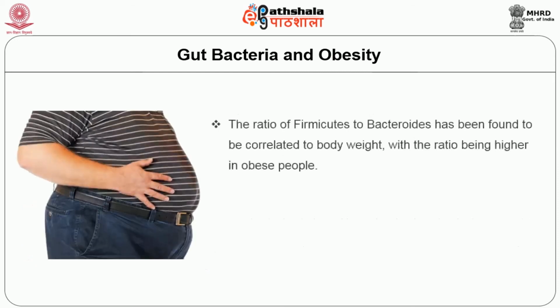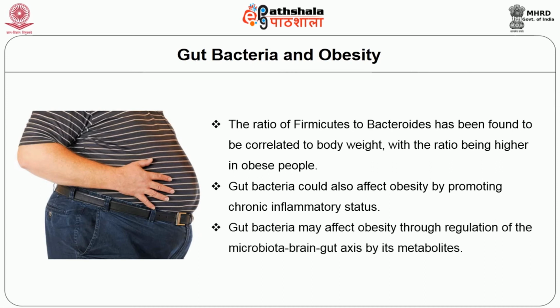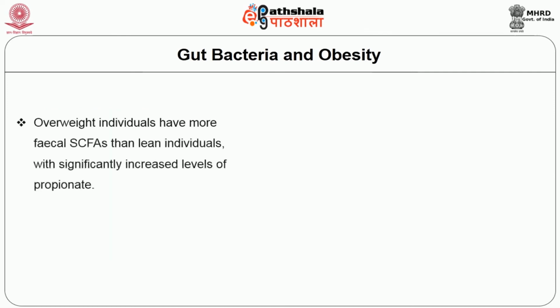The ratio of Firmicutes to Bacteroidetes has been found to be correlated to body weight, with the ratio being higher in obese people. Gut bacteria could also affect obesity by promoting chronic inflammatory status. Gut bacteria may affect obesity through regulation of the microbiota-brain-gut axis by its metabolites. Overweight individuals have more fecal short-chain fatty acids than lean individuals, with significantly increased levels of propionate.